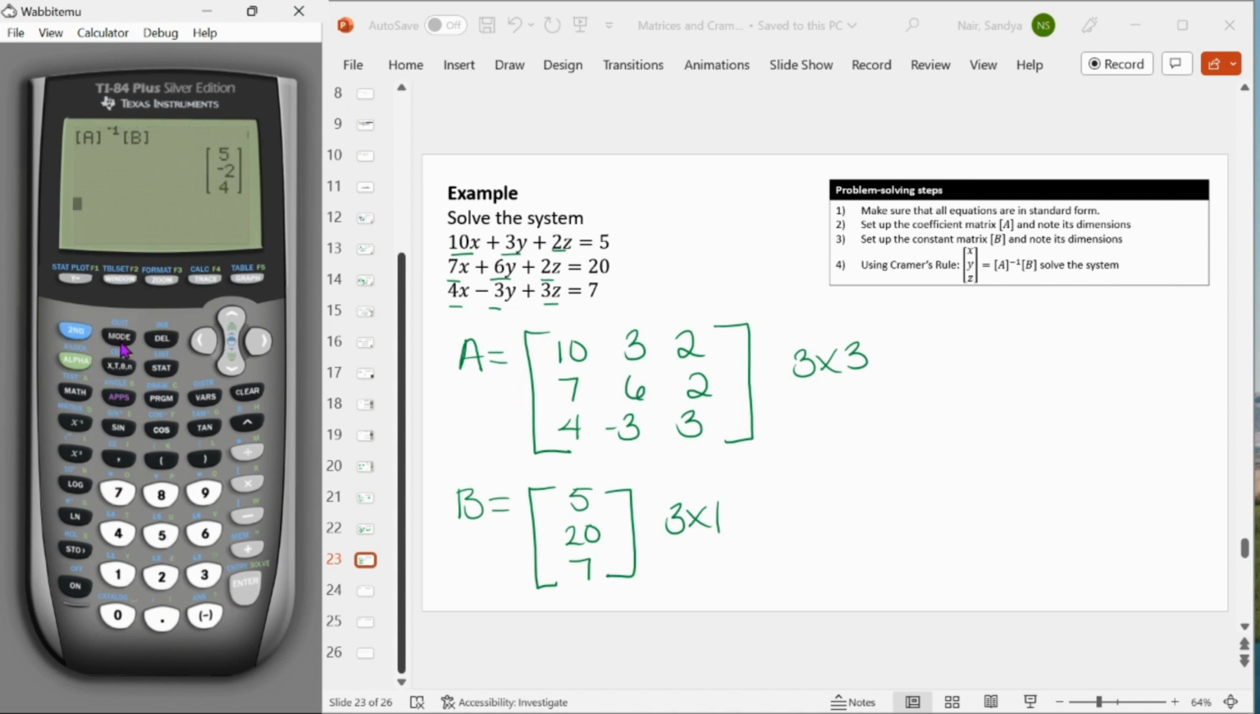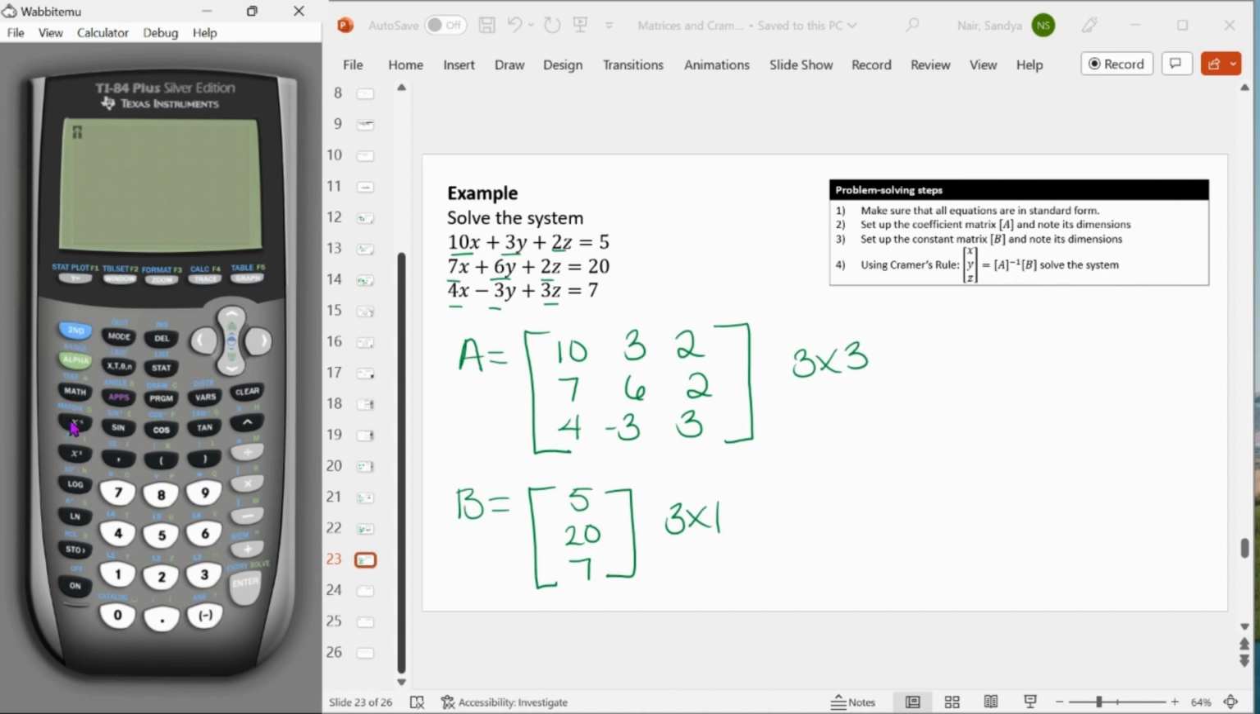We do second mode, and then we're going to go back to our matrix menu, go to edit, choose matrix B. So we have 3 and then 1. So we're going to do 5, 20, and 7. Okay, so use second mode to return to the home screen. And now we're going to use Cramer's rule.